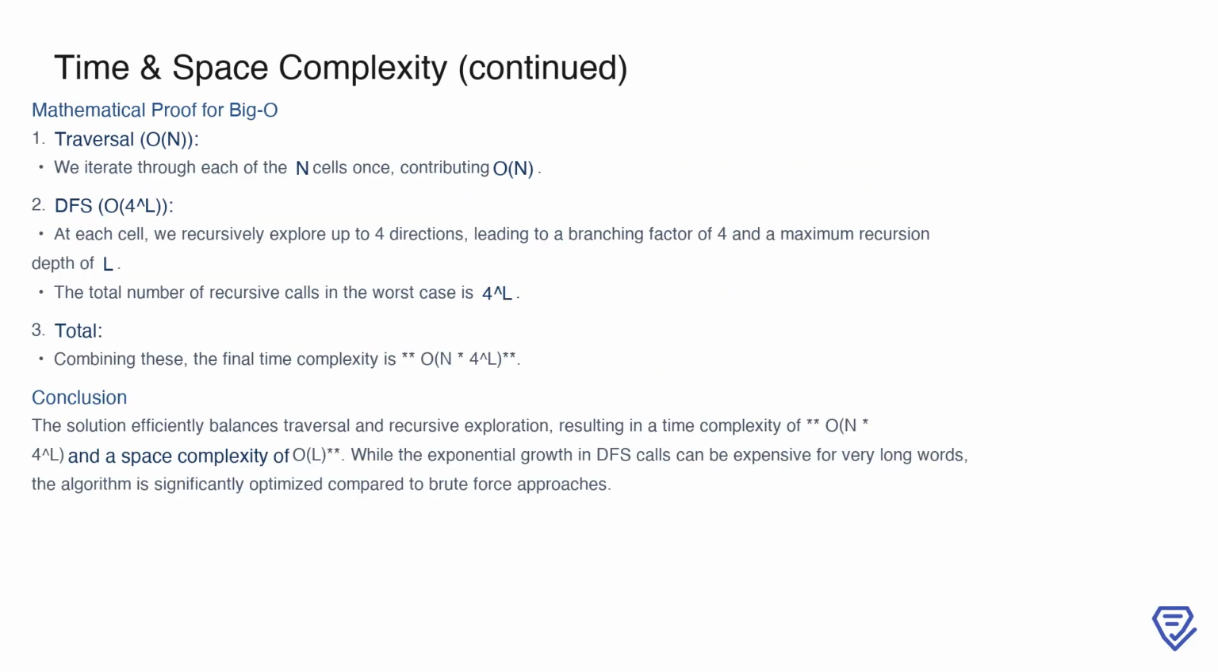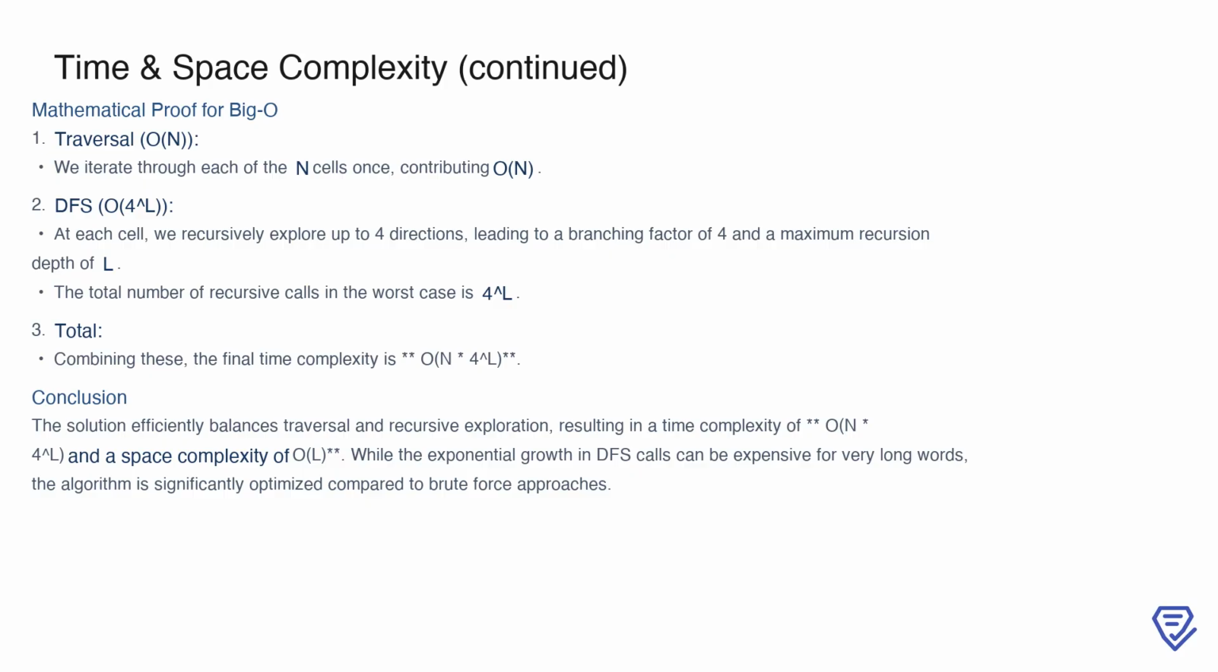To solidify our understanding of the time complexity, let's break it down mathematically. First, the traversal of the board contributes O(n) as we iterate through each of the n cells exactly once. Next, within each cell, the DFS process explores up to 4 directions recursively, resulting in a branching factor of 4. The depth of this recursion can go up to L, the length of the word, which leads to O(4^L) recursive calls in the worst case. When we combine these two factors, the total time complexity is O(n*4^L).